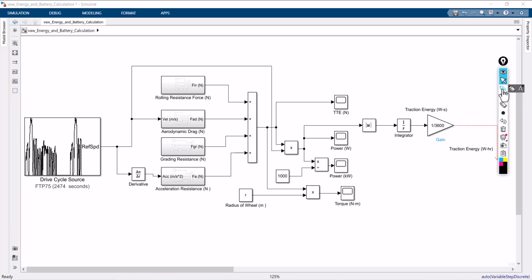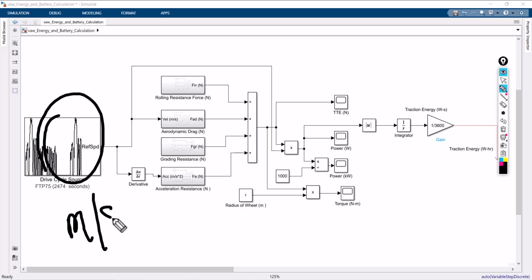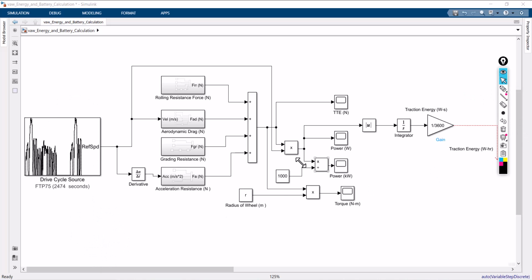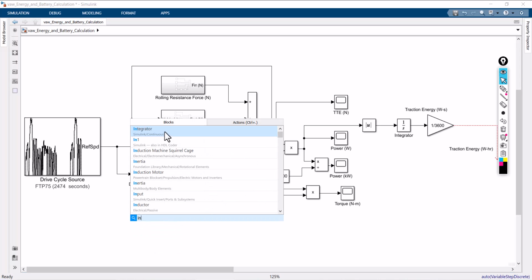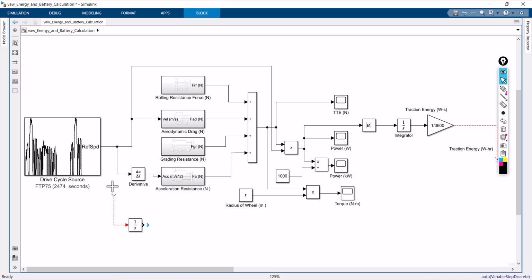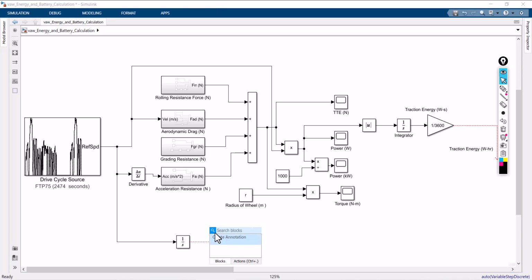See here, I have a velocity. The unit of velocity is meter per second. First thing, I am going to convert it into meter. That is a distance. I am going to convert velocity into displacement. How to do it? Take an integrator. Connect this velocity to the integrator. This will give you distance in meter, that is, displacement in meter.